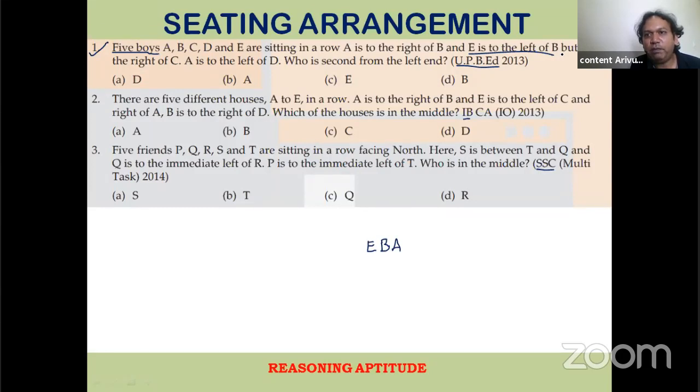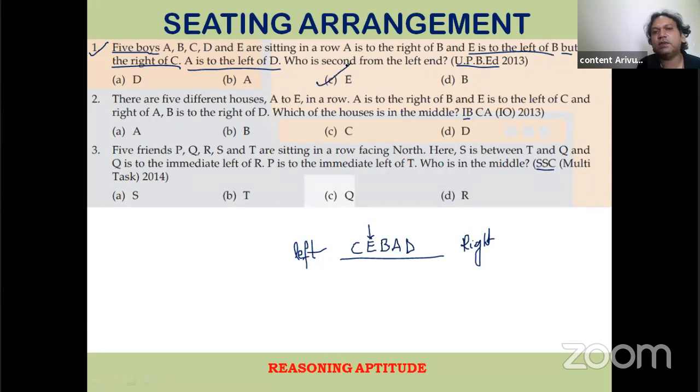E is to the left of B, but to the right of C. So we're talking about E here. E is to the right of C. A is to the left of D. So we get our arrangement CEBAD. Who is second from left end? This is your left end, this is your right end. So the answer is E. So answer option C.